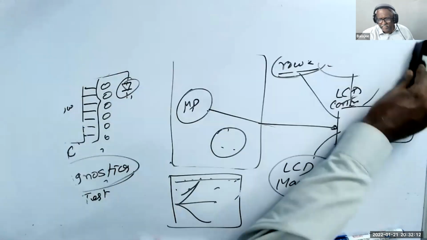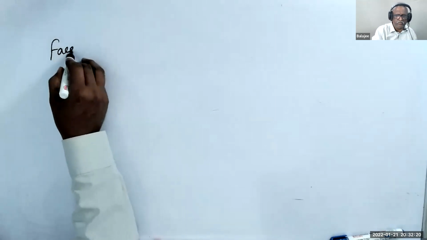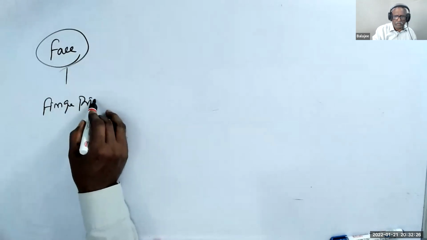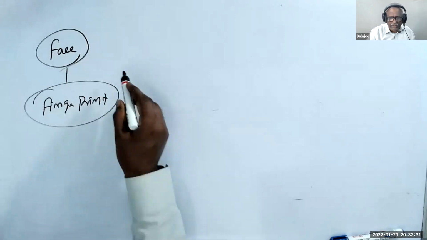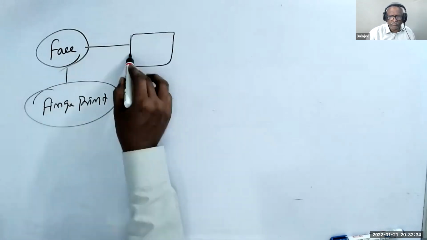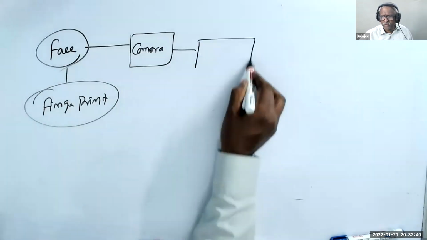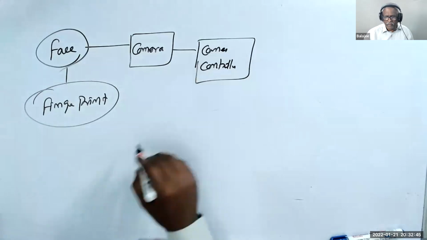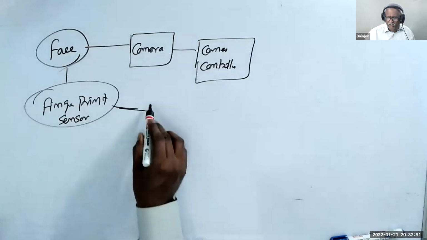So how do we design? First of all, if somebody says that if Balaji's face is detected, then fingerprint. Okay, then I will have a camera. Then I have a camera controller. Then I have a fingerprint sensor. Then I have a fingerprint controller.